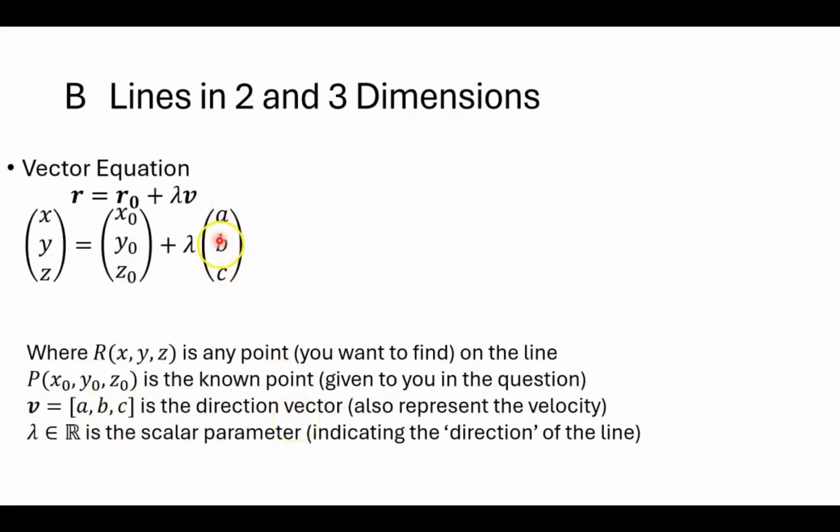So it's this thing here, after the parameter. It also represents the velocity of a particle moving on the line. And the lambda is the scalar parameter. This indicates the direction of the line, whether it is in the same direction as the velocity or a different direction.